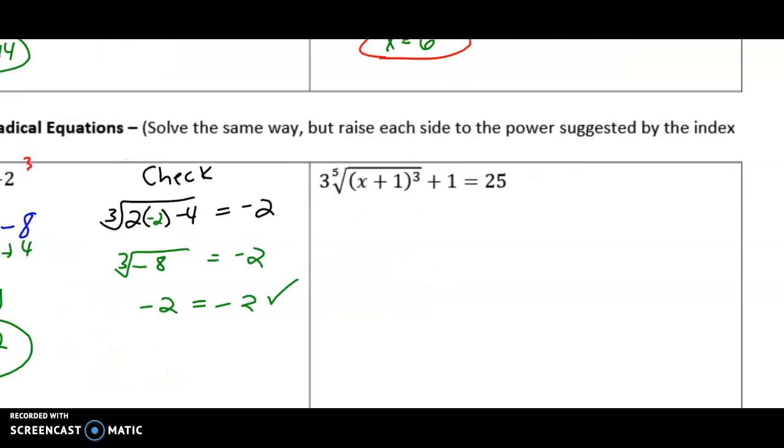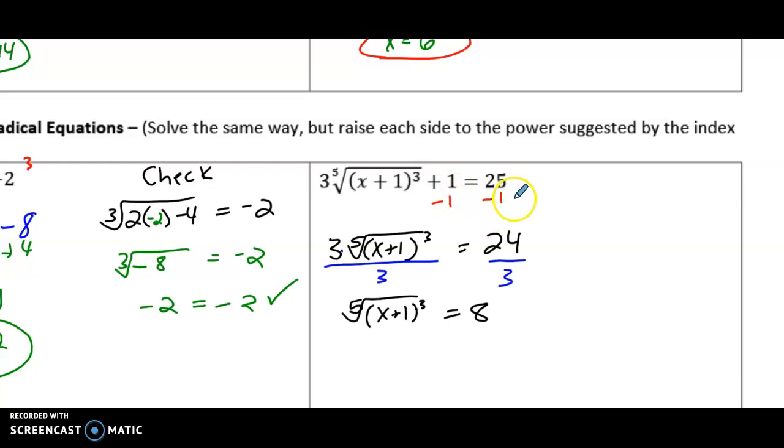All right, this next one has an extra step to it because you have the fifth root, but then you also have x plus 1 to the third power. So we're going to have to do an extra step at the end. But still, our first step is to isolate that radical. So why don't you guys work on getting rid of the 1 and the 3. So go ahead and pause the video. If you know how to finish it, go ahead and finish it.